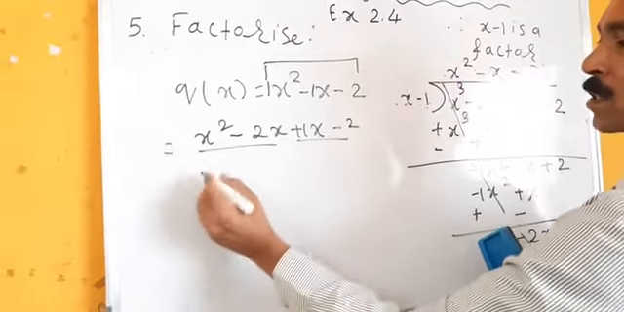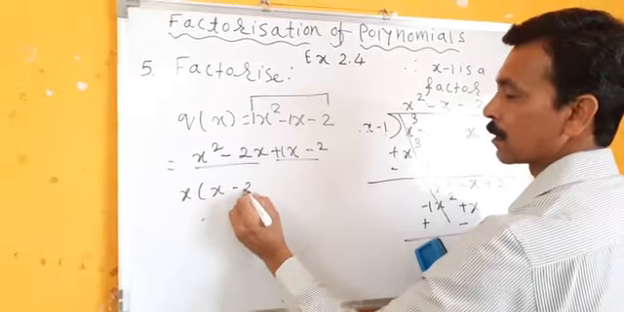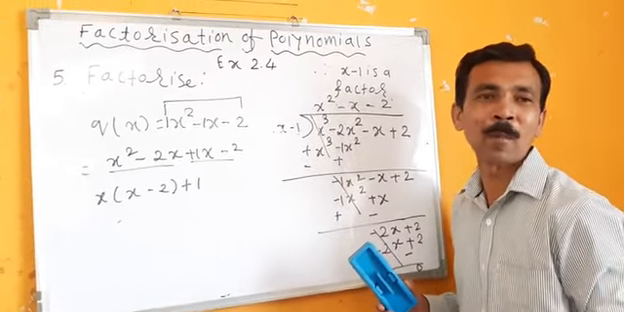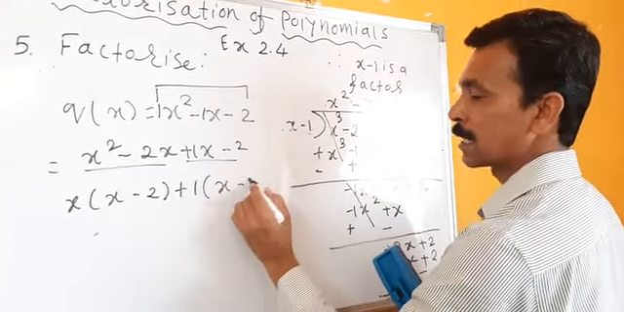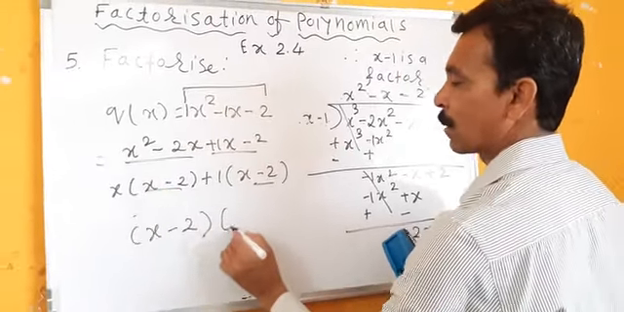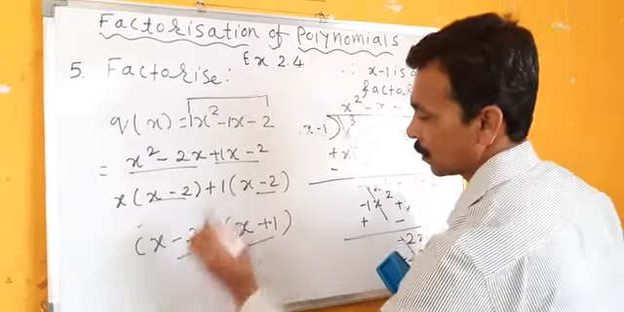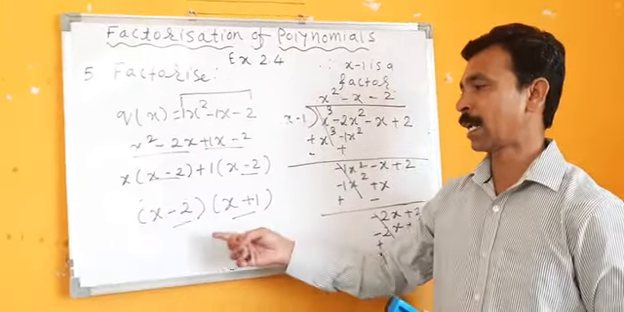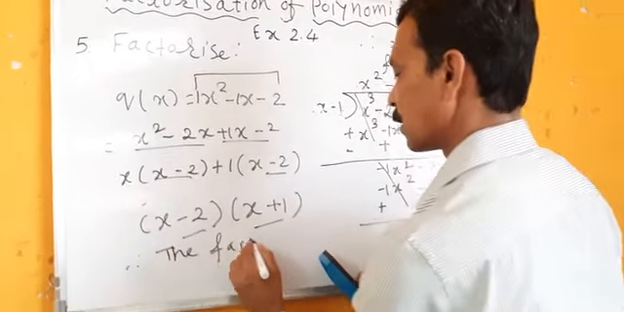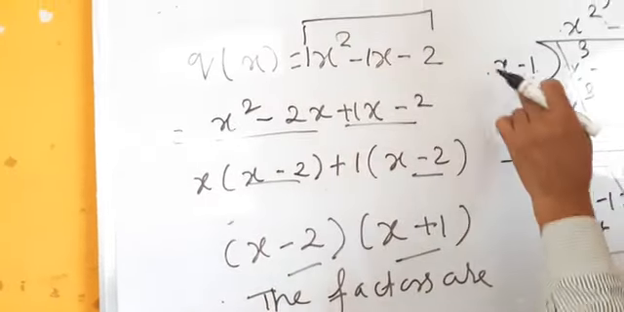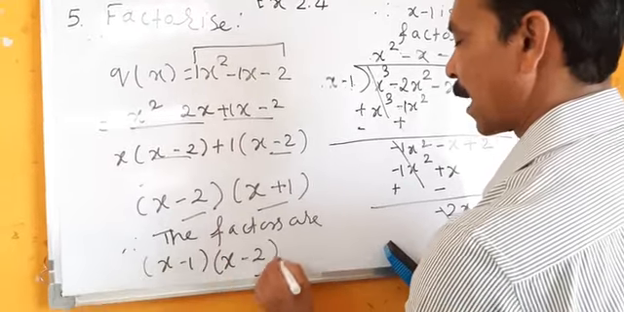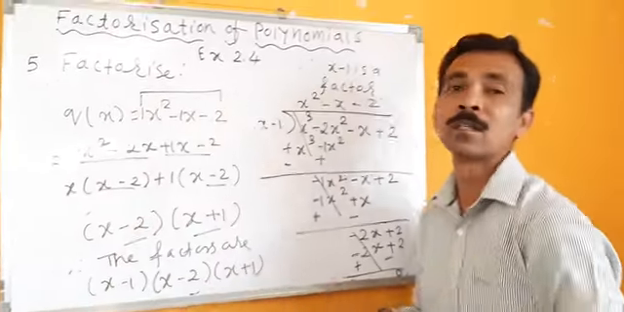From x square minus 2x, what is common? X in bracket, x minus 2. From the second bracket, what is common? 1. Because if there is no common, you have to take only 1 as common. X minus 2. From these two brackets, take one bracket as common, and the uncommon bracket is x plus 1. Right? So, therefore, the factors are x minus 1 into x minus 2 into x plus 1.